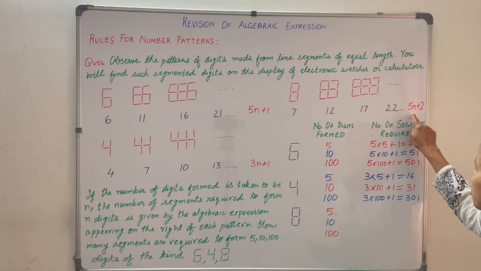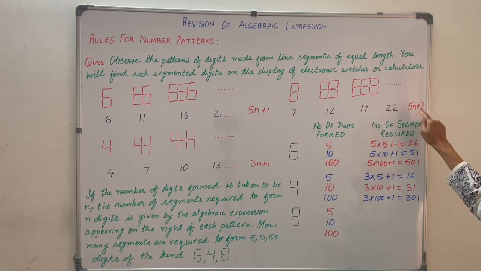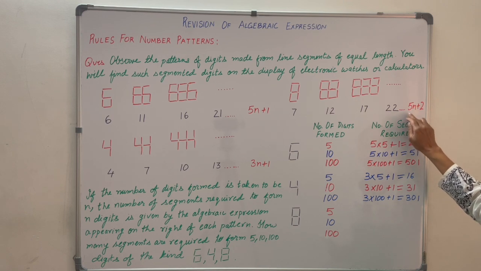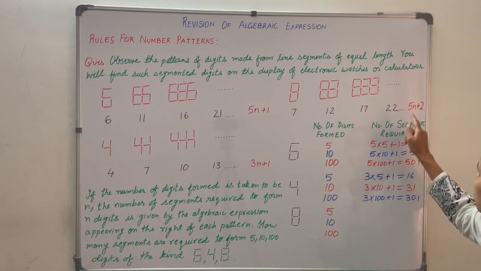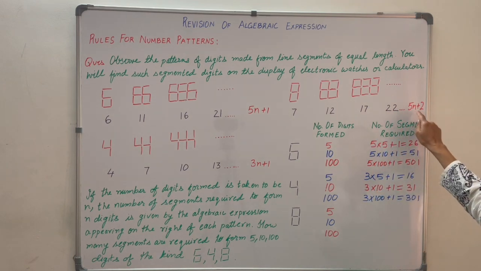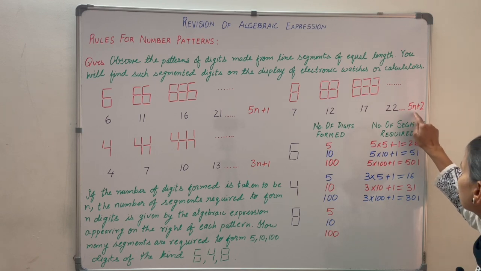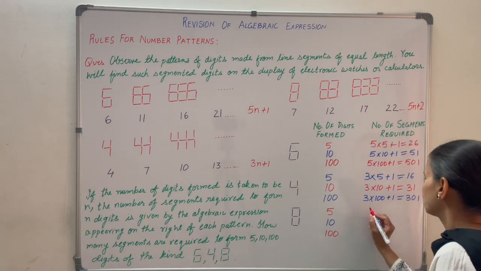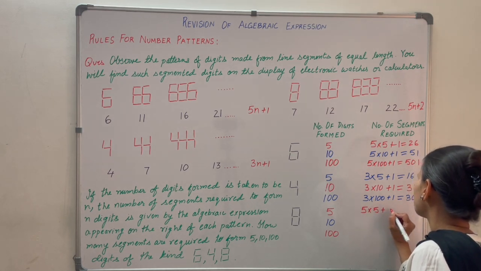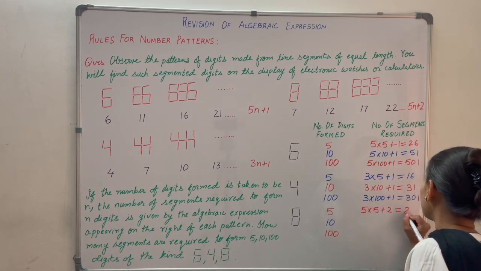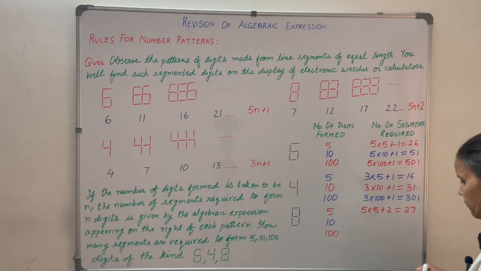This is the algebraic expression for when there are n eighths, then the number of line segments required is 5n plus 2. So the value of n here is given to us as 5. When there are 5 eighths, how many line segments will be required? 5 into 5 plus 2, that is equal to 27.